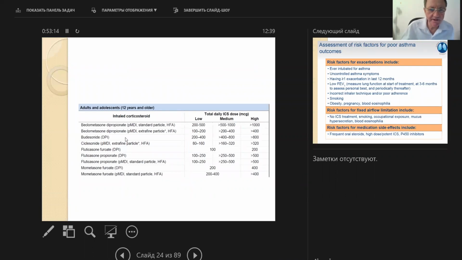And in this slide, you can see corticosteroids in low, medium, and high dosage. Modern corticosteroids, mometasone, fluticasone, are more preferable, but budesonide and beclomethasone have a very long history of use for treatment of patients with bronchial asthma. All these drugs have great impact for treatment of bronchial asthma and help you to reach control in more than 80% of patients and more.